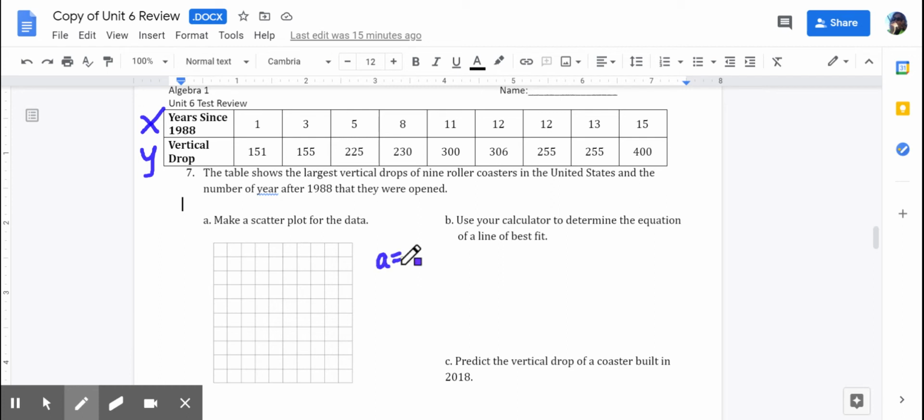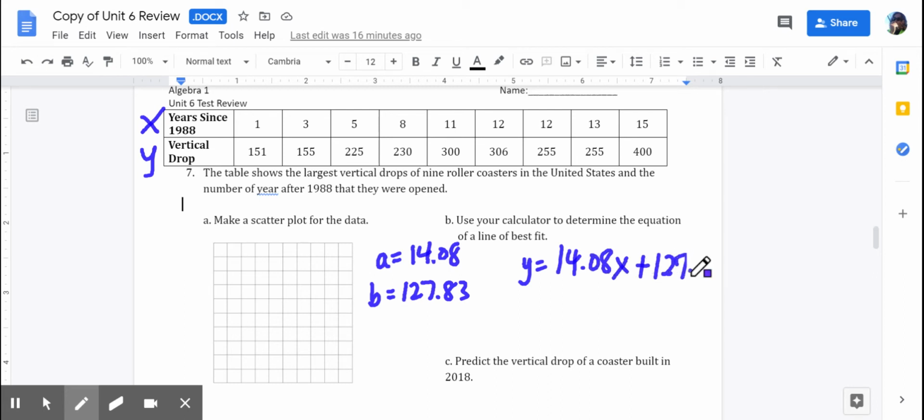Then when you put it in, you should have found that your A value was 14.08, your B value 127.83. Remember, you can round to the hundredth place here. Then when we put it in for the equation, this becomes 14.08x plus 127.83. So that is the equation for the line of best fit.